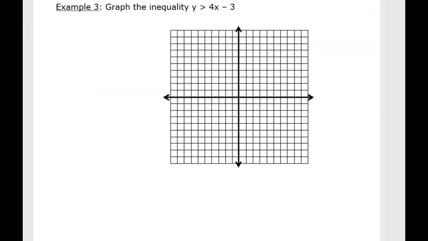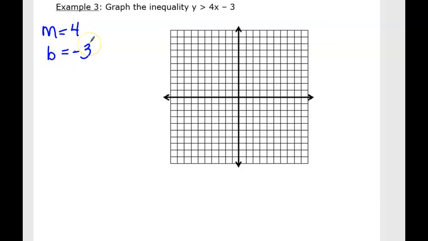Okay, so let's look at the first example we have here. So the first example, we've got y is greater than 4x minus 3. All right, so the first thing I'm going to do, it's already in slope-intercept form. I know my slope is 4 and my y-intercept is negative 3.